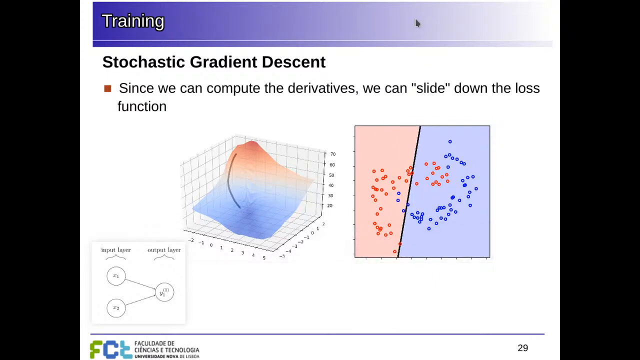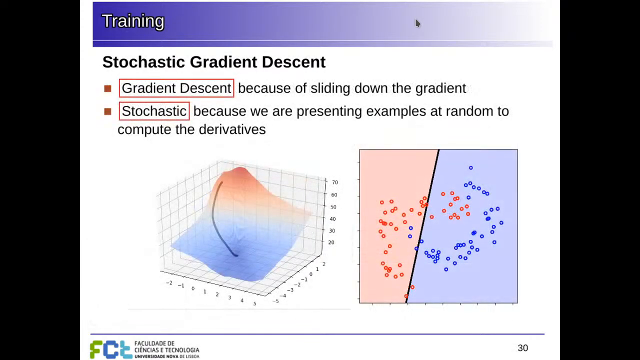So now, how can we do this? There are several different ways I'm going to talk about today. I'm going to talk about a few more sophisticated ones later on in the course, but we can start with a very basic approach here. We have this gradient descent because we are sliding down the gradient, so we just need to compute the derivative at this point. And this is a bit stochastic because we are choosing examples at random and we are estimating these derivatives from this random sample of examples.